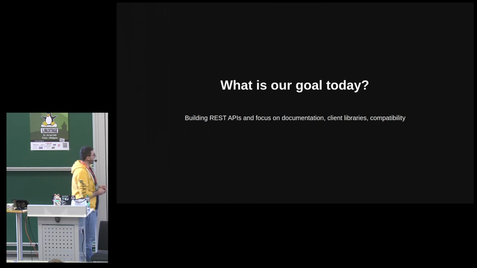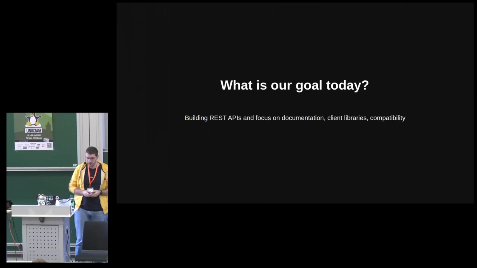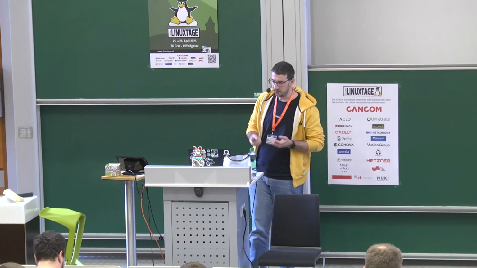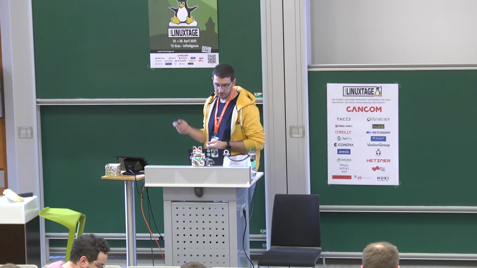What is our goal today? The idea is we want to build REST APIs and we want to make them better. Our main focus today will be on documentation. So we want to automate documentation, also the creation of client libraries. And we want to increase the compatibility of our API over time.